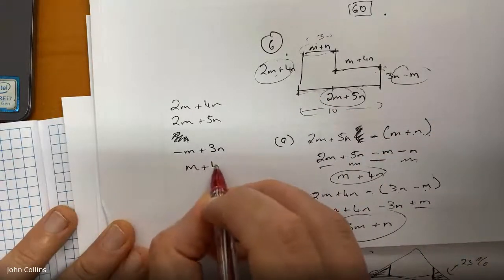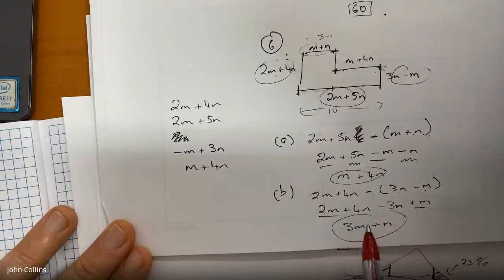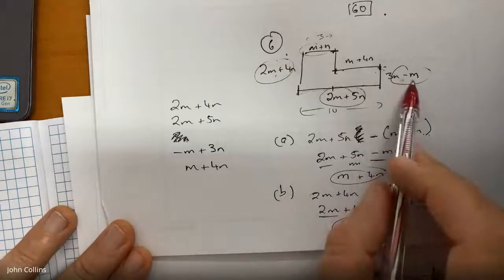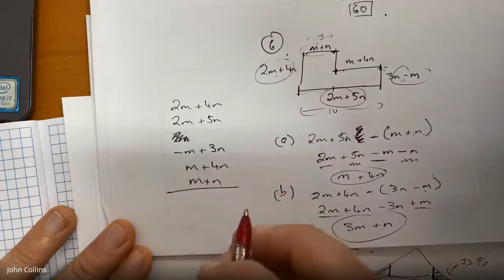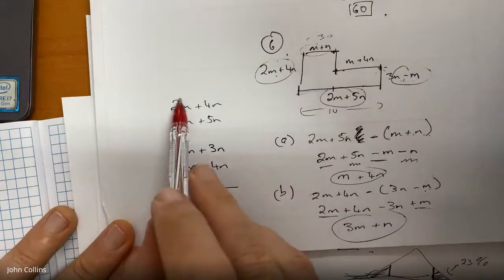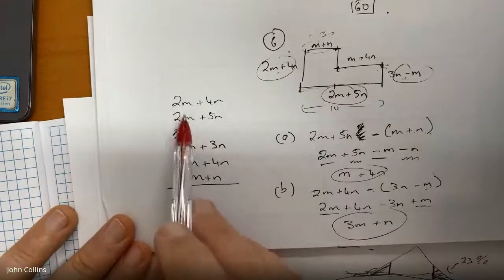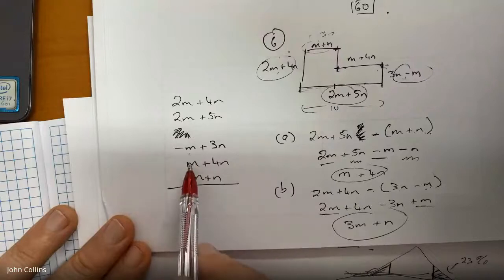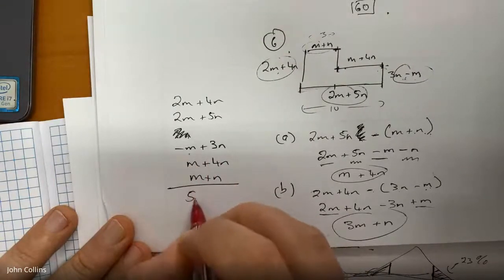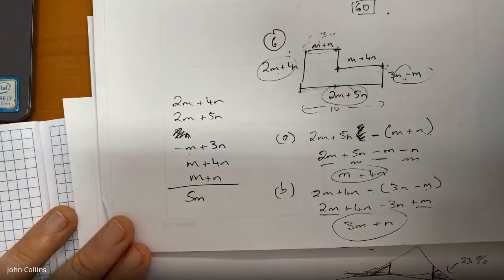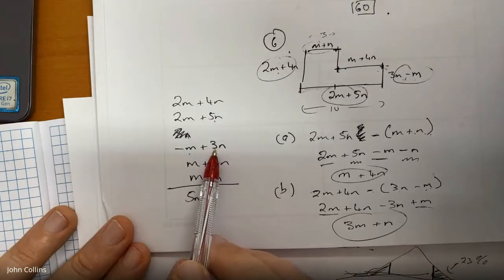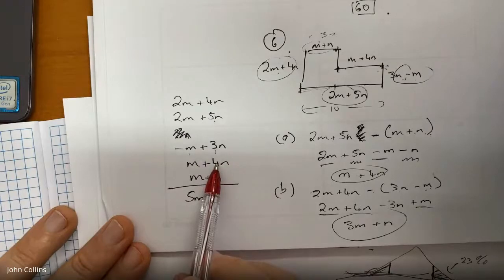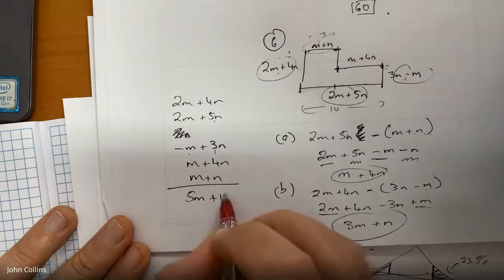m plus 4n. I've already done that one, sorry, and I'm missing this one up here, m plus n. All right, I kind of mixed that up a little bit. So just on the m's column, how many m's do I have? 2, 4, take away 1, 3, plus another 2, 5m. And how many n's have I got? I've got loads of n's. I've got 9 here, plus another 3 is 12, plus another 4 is 16, plus another one is 17n.